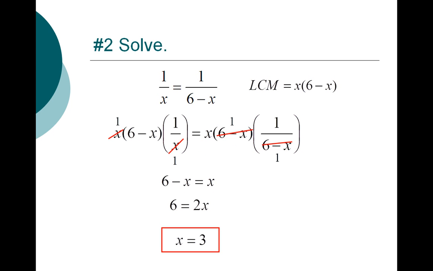So the important thing to remember when solving rational equations is multiply by the LCD. Do not try to make the denominators alike. Since we have equations, we can multiply both sides and get rid of fractions.